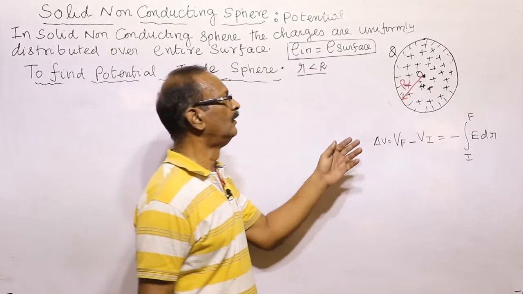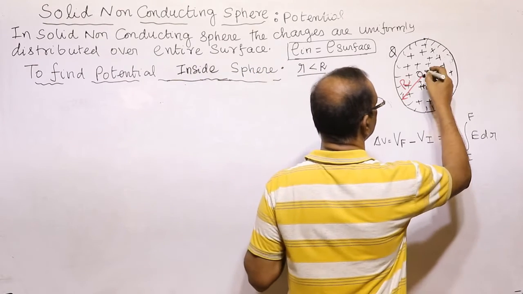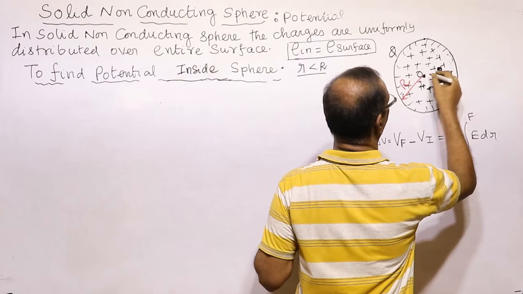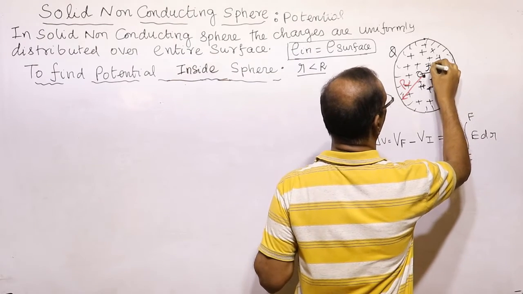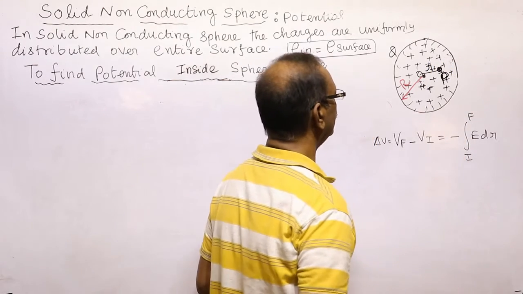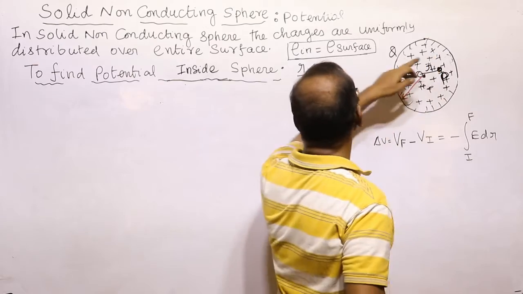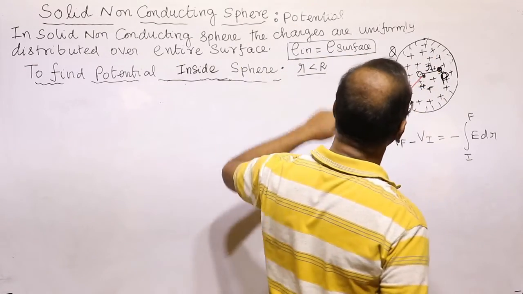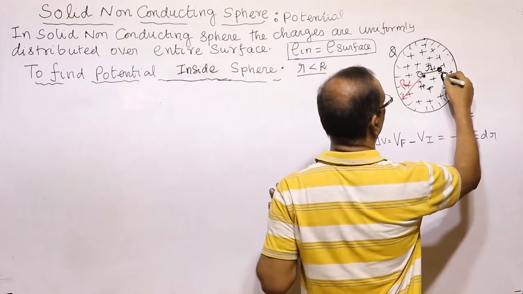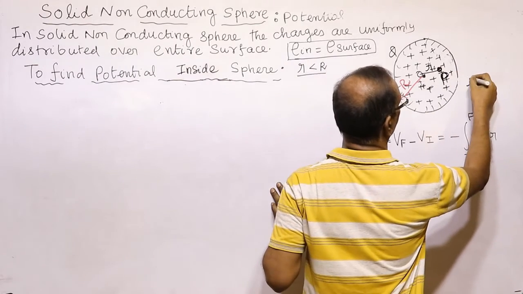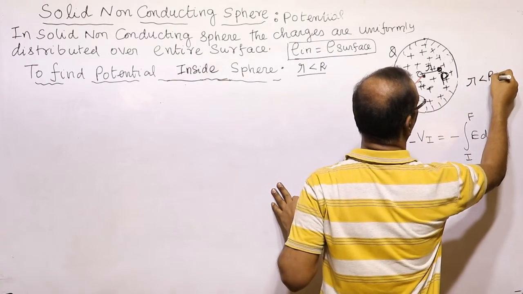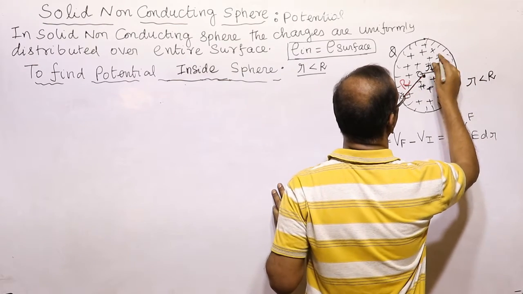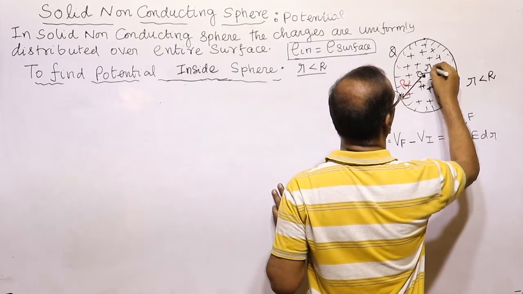Now we will see the potential at a point inside. This is a point P inside, which is at a distance r. We want to find out the potential due to a solid non-conducting sphere at a point P inside, where small r is less than capital R. It means this is the big R, and this is the small r.